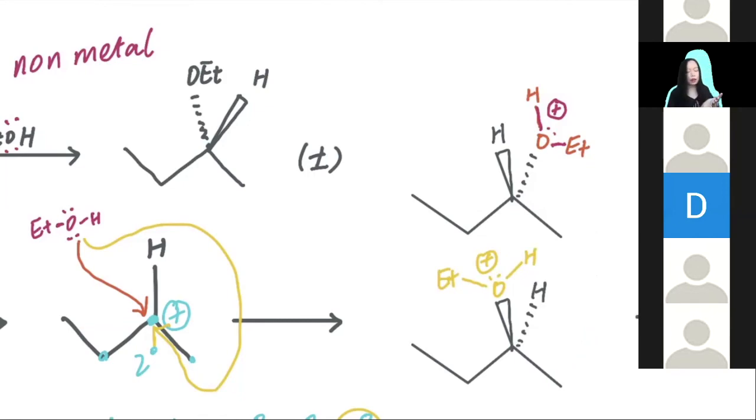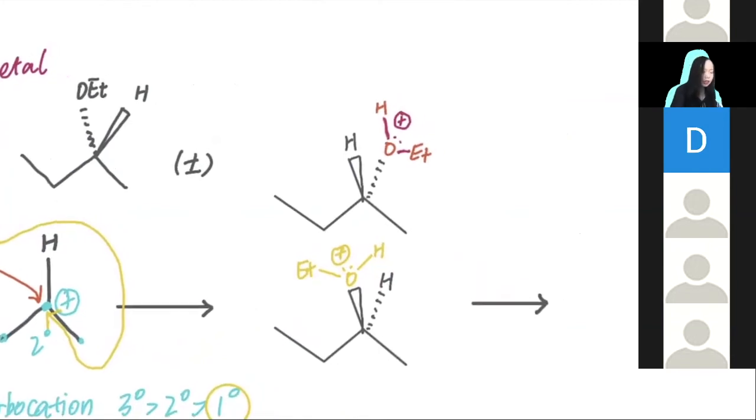So as long as all of the stereocenters are opposite to each other, they are a pair of enantiomers. Otherwise, they are diastereomers. Okay, there's a question. Which one is back attack and which one is front attack? It doesn't matter. You just need to know there are two different molecules.